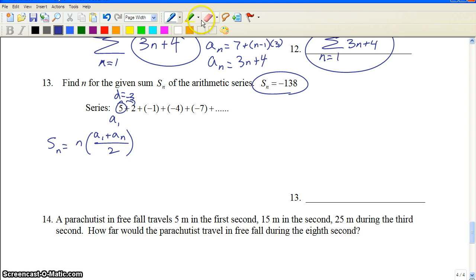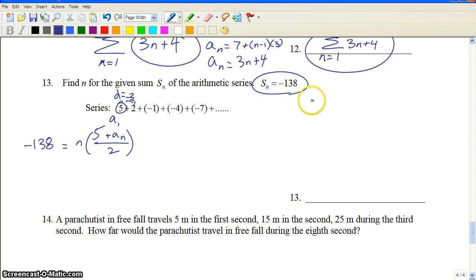And let's start filling in some stuff that we have. A sub 1 we said was 5. A sub n we don't know. That's interesting. And nor do we know what n happens to be itself. But we do know what s sub n is, so let's replace that. That is negative 138. Alright, this is going to get interesting, isn't it? So we got to figure out what a sub n is, and we got to figure out what n is.